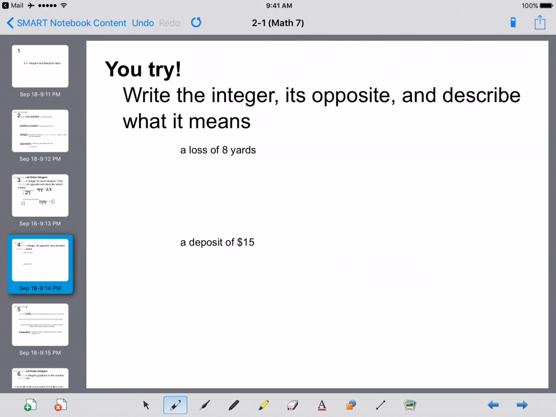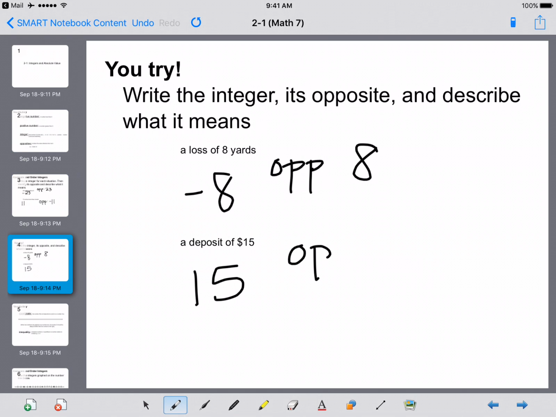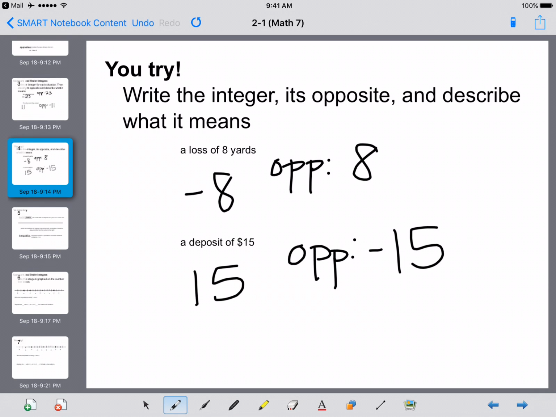Now you try. Pause, check and see if you got what I got. So a loss of 8 yards is -8, its opposite being +8. What it means is it's 8 less than 0. A deposit of $15, that means we're getting $15, so it's a +15. Its opposite then is -15. And what our +15 means, it's 15 above 0.